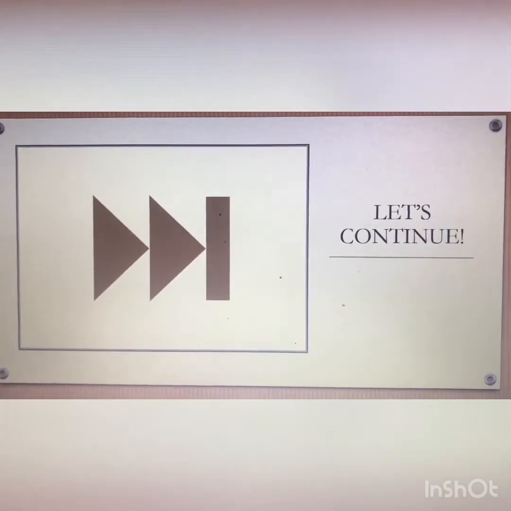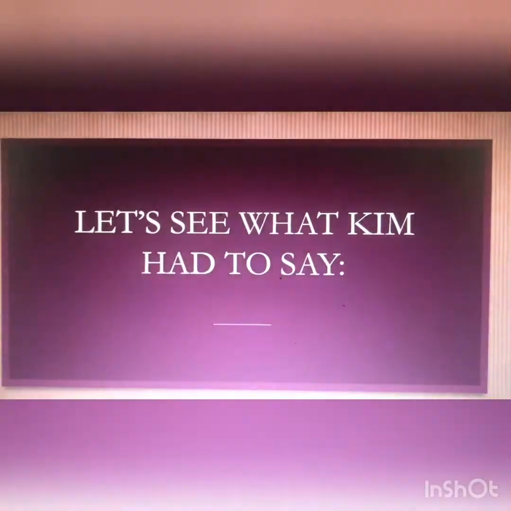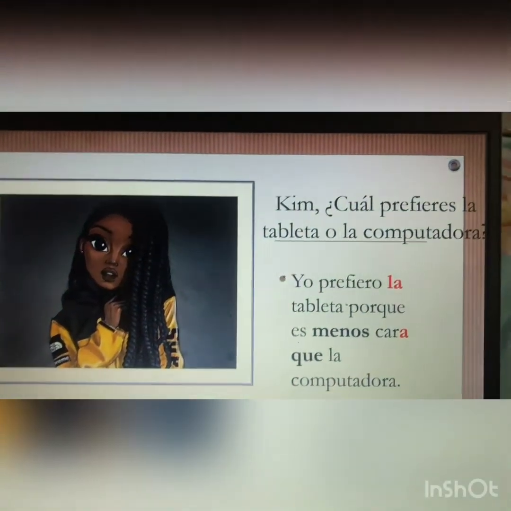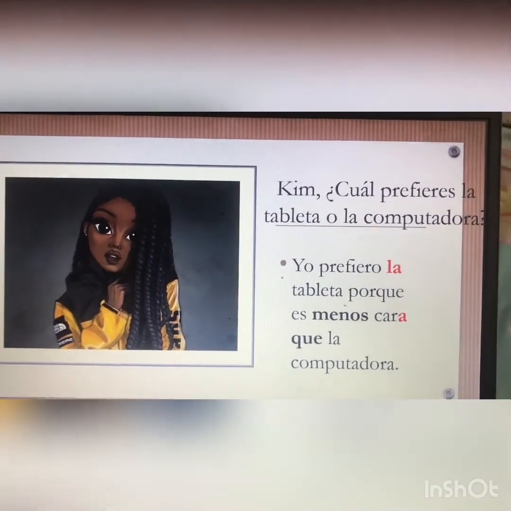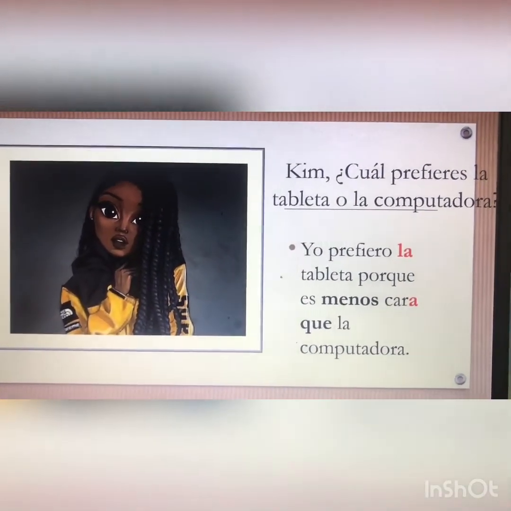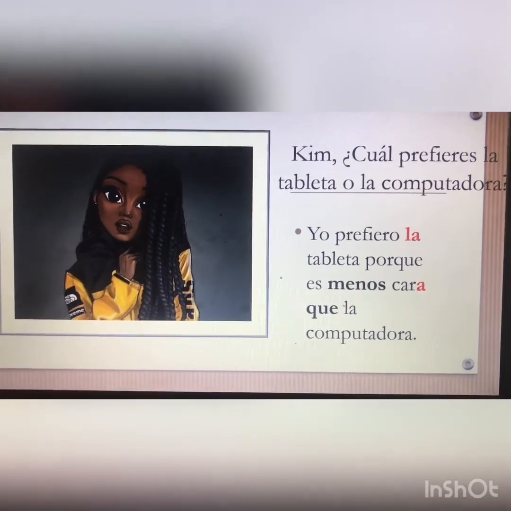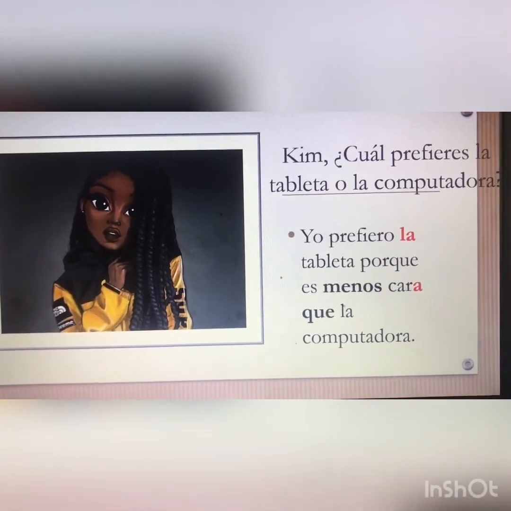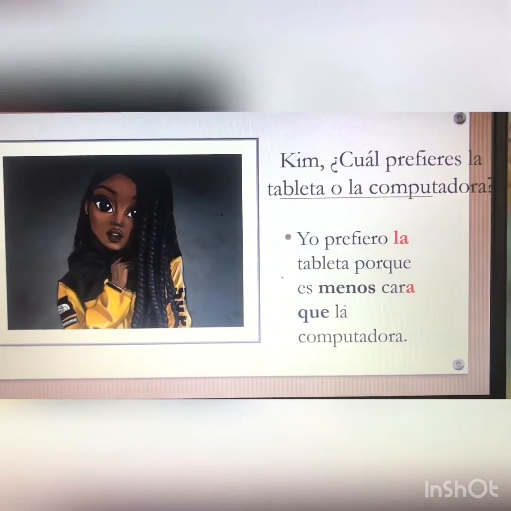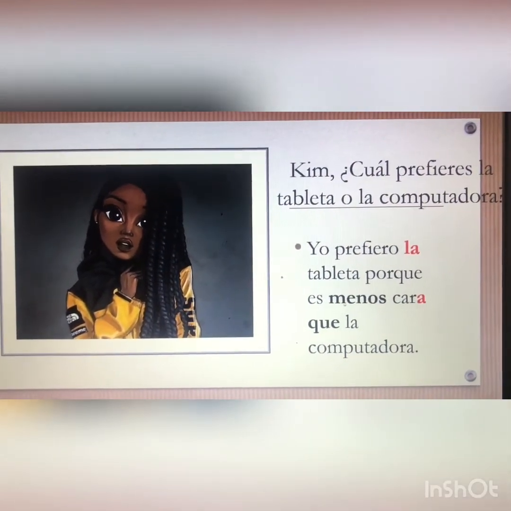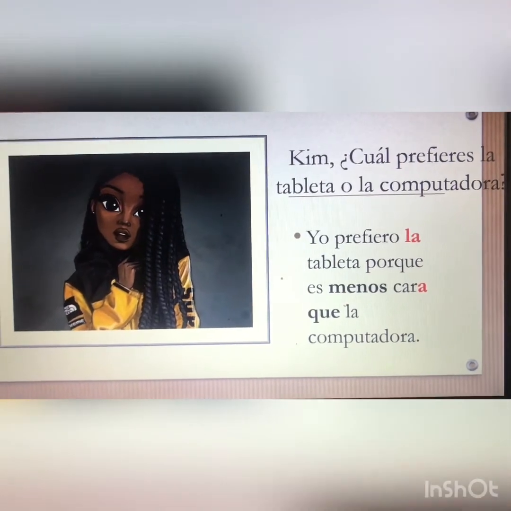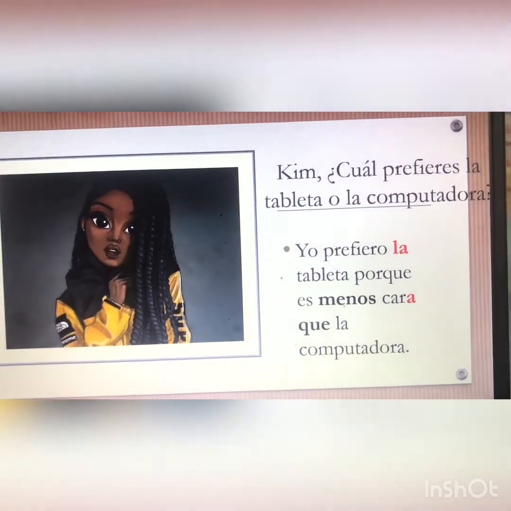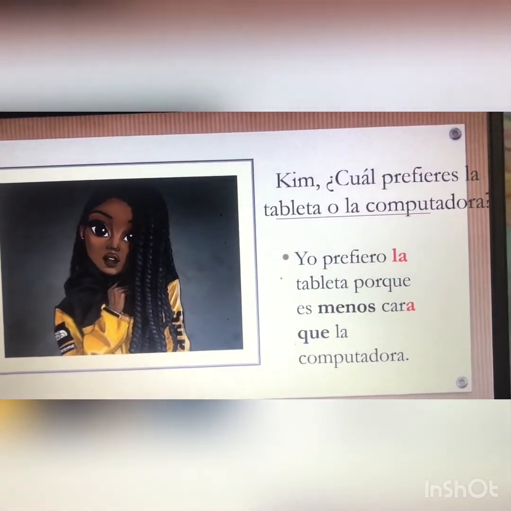Bueno, let's continue. Vamos a continuar. Now, let us see what Kim had to say. I asked Kim a different question. I wanted to find out if she preferred the tablet or the computer. So I asked Kim, "¿Cuál prefieres, la tableta o la computadora?" Now Kim responded by saying, "Yo prefiero la tableta porque es menos cara que la computadora."